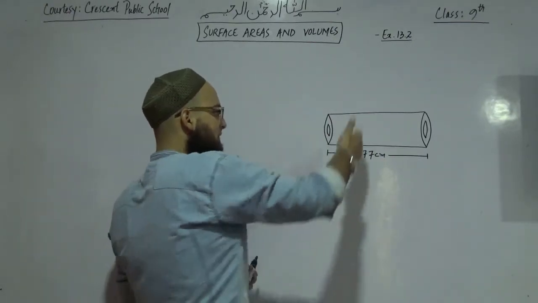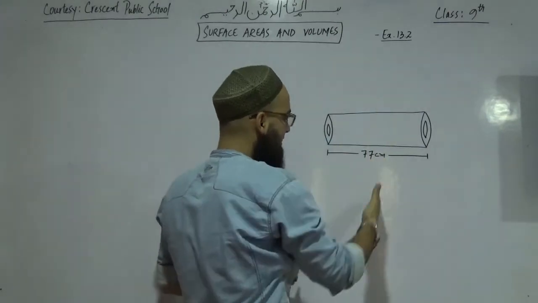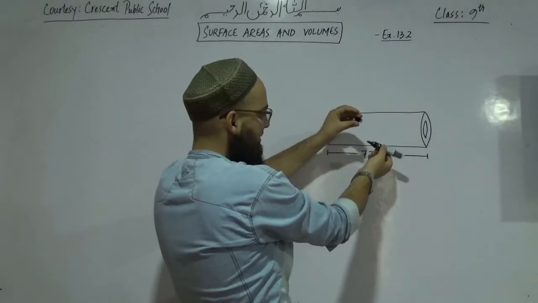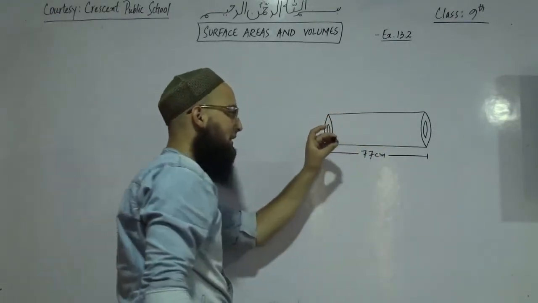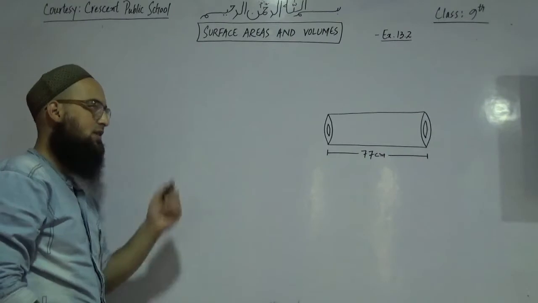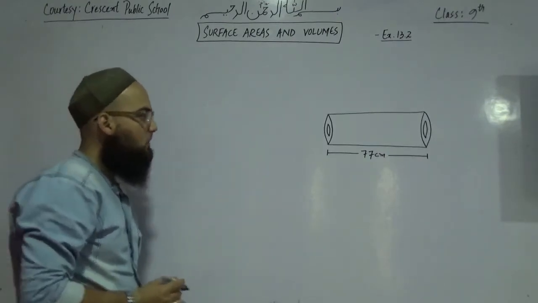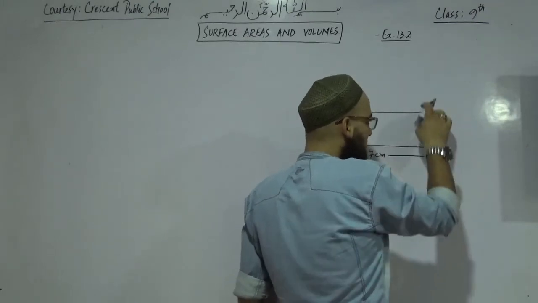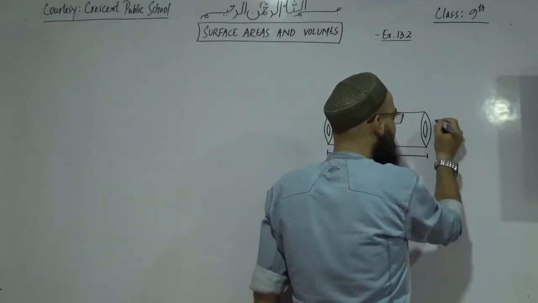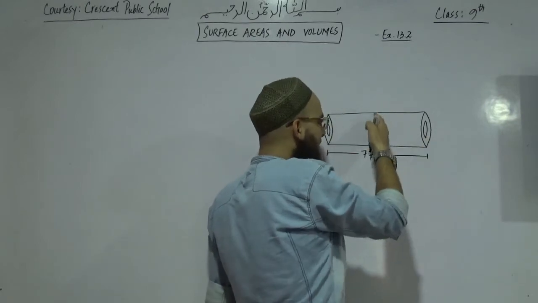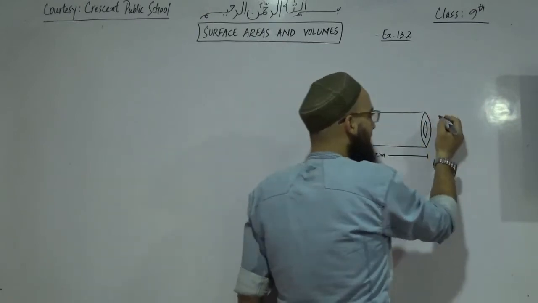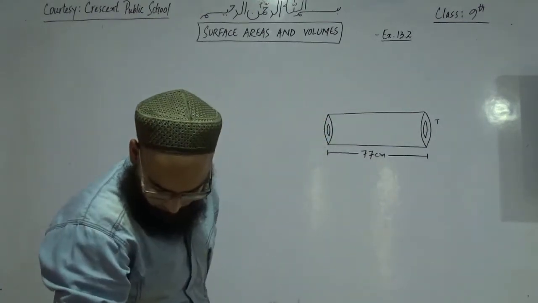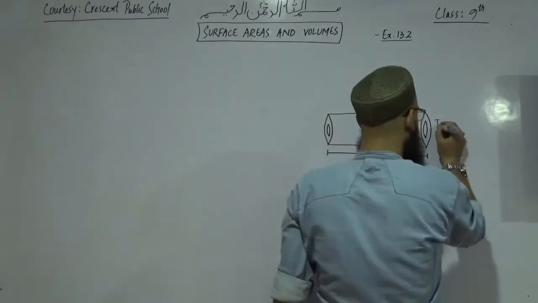Cross section means if you cut this transversely like this, you get this shape. This is a circular shape. This is called the area of cross section. So the cross section of the cylinder is again a circle. This is also the cross section, because you get the similar shape here if you cut anywhere in between. So that will be treated as the cross section. 4 centimeter is the inner diameter.